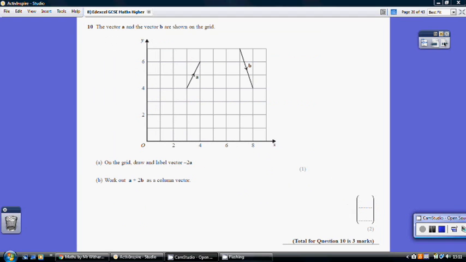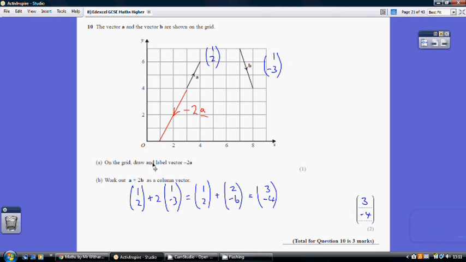Question 10. So for part A, draw and label vector minus 2a. So it's twice the size of A, but going in the opposite direction. So rather than 1 to the right and 2 up, we're going to go 2 to the left and 4 down. So that's an example of minus 2a.